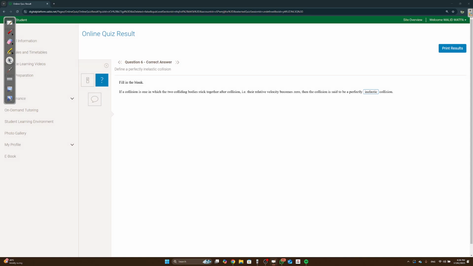Question 6. If a collision is one in which the two colliding bodies stick together, what is it called? An inelastic collision. Okay.